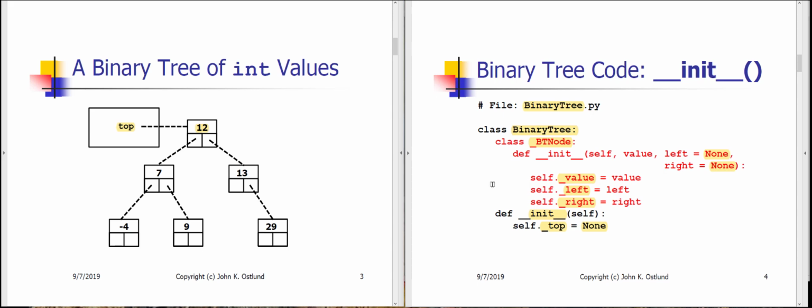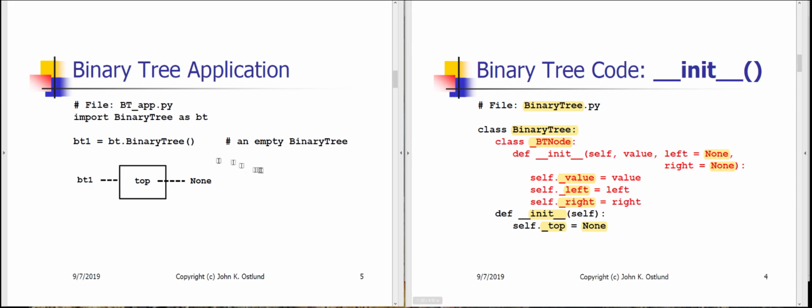Okay, so let's take a look now at the top of an application making use of this binary tree class. Here on the left-hand screen, we have our application file, bt_app.py. Of course, the first thing the application needs to do is to import the binary tree module so that it can make use of the binary tree class and interact with binary tree objects using methods. We're going to import the binary tree module as BT.